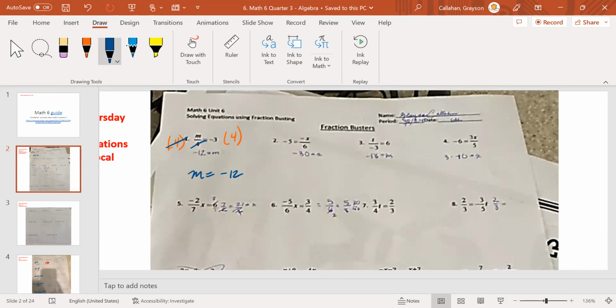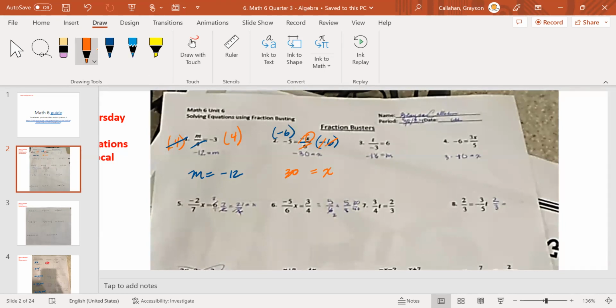For number 2, negative x is divided by the 6. If you want to get rid of that 6, the opposite of a division is multiplication. But if you want to get rid of a negative with the x, you multiply by a negative 6. So then the 6s cancel, the negative and the negative cancel. Do you see now how x is by itself? X is isolated. Negative 6 times negative 5 is positive 30.